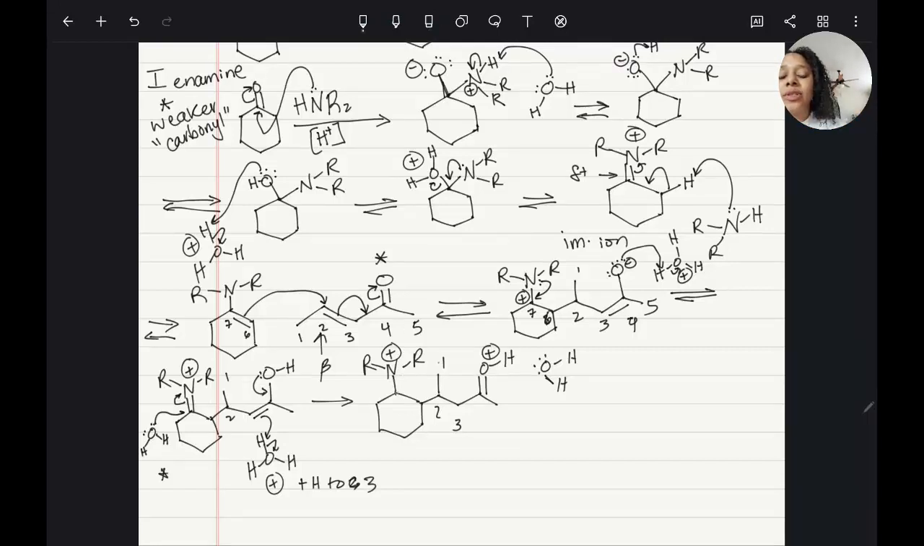Because what we want to do now is replace the iminium ion with OH so that we can eventually form our carbonyl. All right. So like I said, I'm going to kind of go back and forth, and you can draw them separately, but just for time's sake and space sake, I'm going to draw them all kind of at the same time on both sides of our molecule.